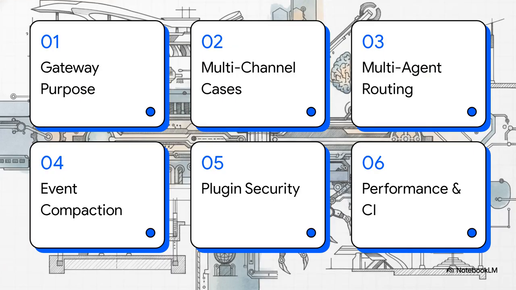Our roadmap for this explainer covers the OpenClaw gateway purpose, multi-channel deployment use cases, architecture and multi-agent routing, innovations in event compaction, plugin hardening and security, and finally, performance and CI optimizations.